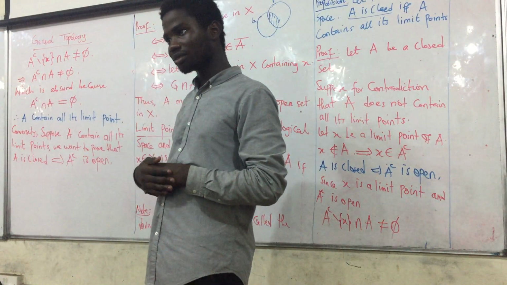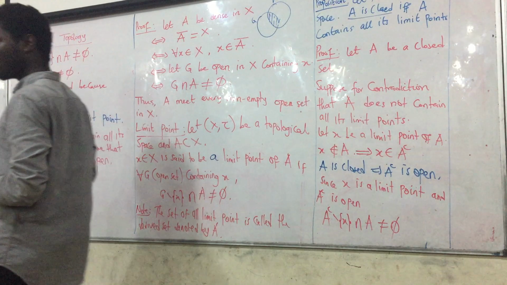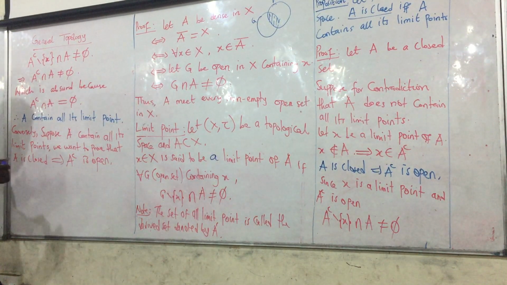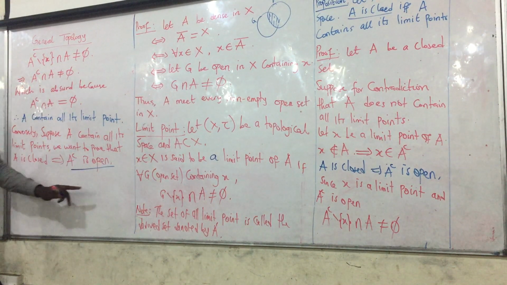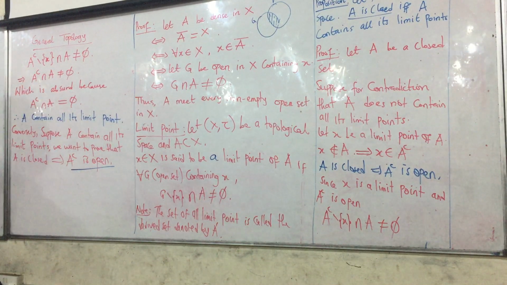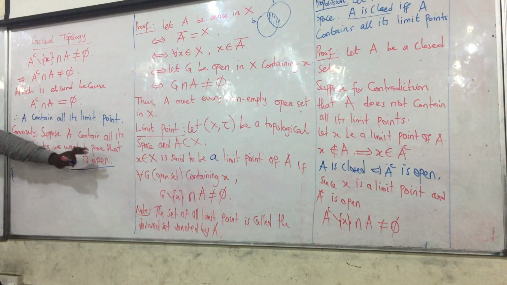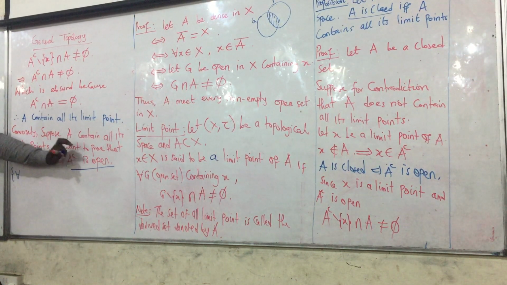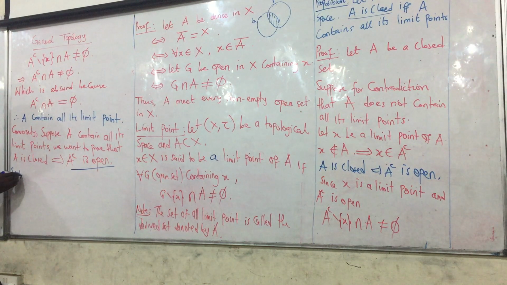Now, if you want to prove that A complement is open, let us define what open means. Let me show you what we want to prove. The definition of open means that, since I want to prove that A complement is open, for every element in A complement, there will always be an open set. Do you understand?